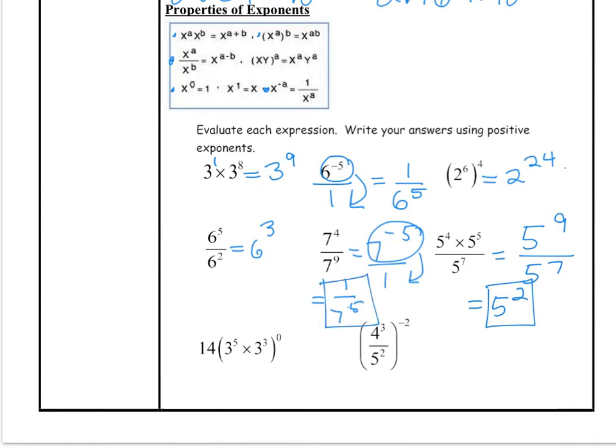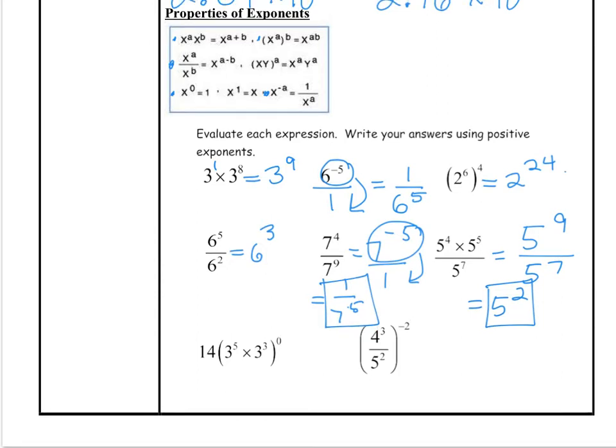Bottom row here. On that first one on the left, we know anything raised to the 0 power is 1. So what's inside this parentheses really just is 1 because it's all raised to the 0 power. So 14 then times 1, put that in parentheses. 14 times 1 is just 14. So for my answer for that one, I get 14.